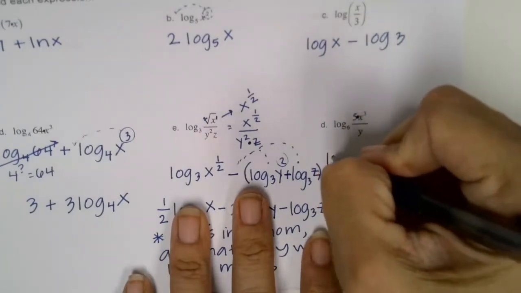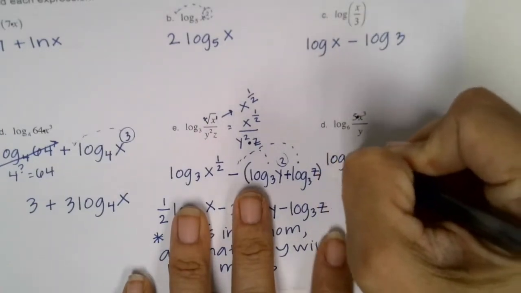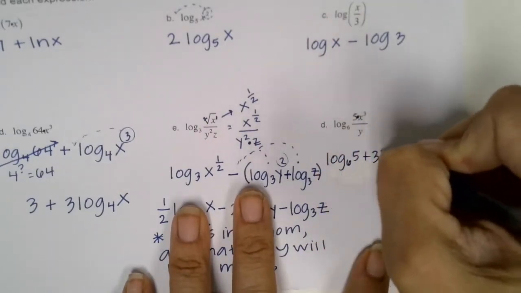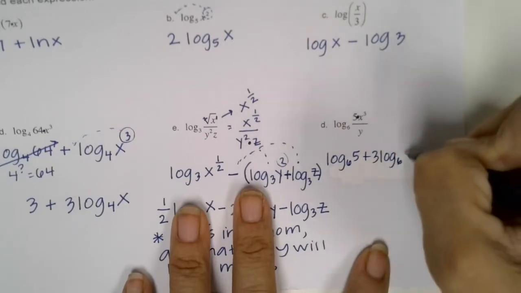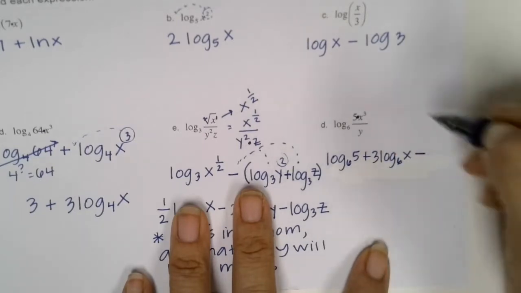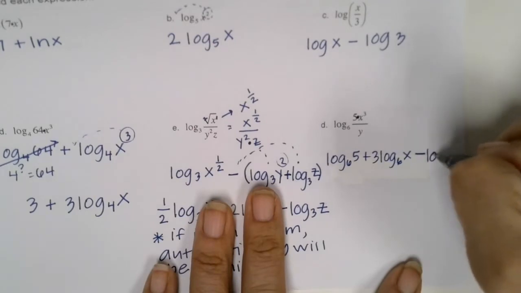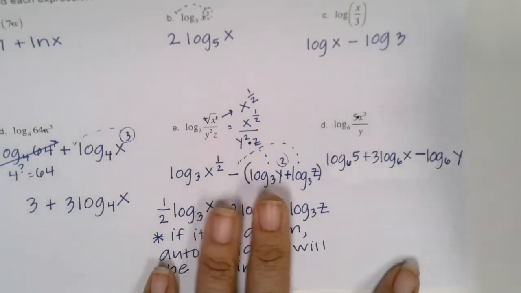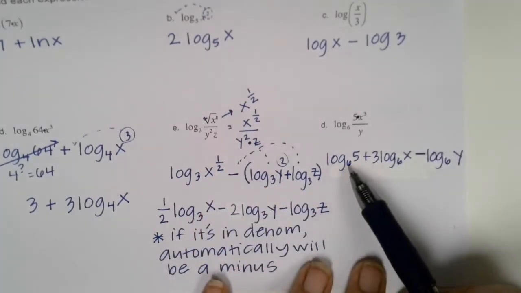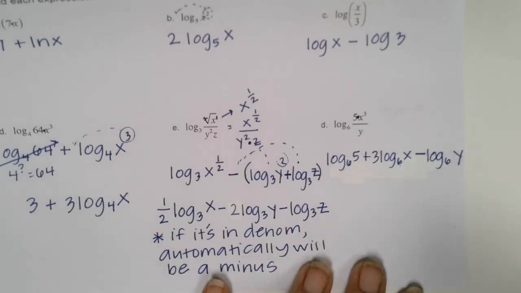So it's log base 6 of 5 plus 3 log base 6 of x minus, because that y is in the denominator, log base 6 of y. Sometimes students will make the mistake of dropping the base of the logarithm, which completely changes the value, so don't do that.